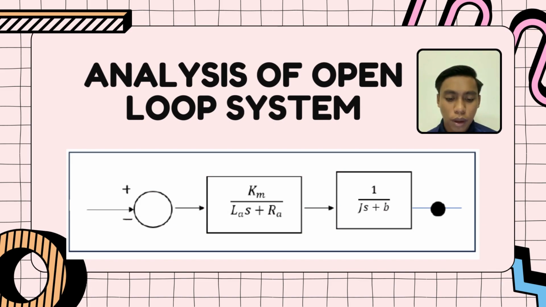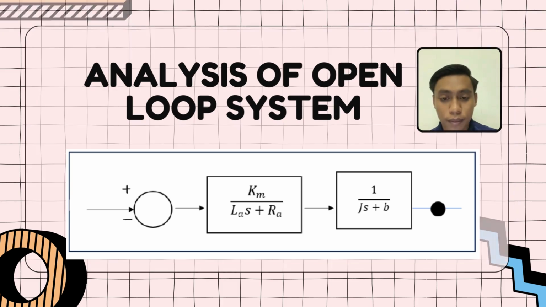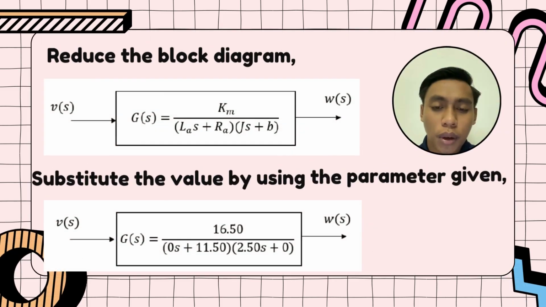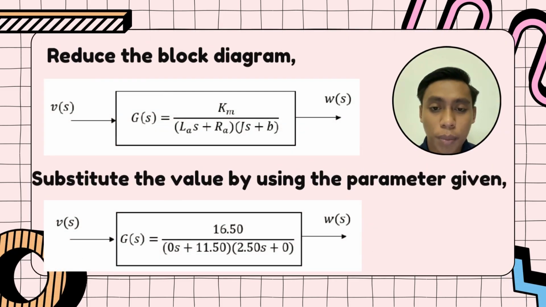Analysis of open loop system. This is the block diagram of the open loop system, where it only has the actuator and the plant. From the block diagram of the open loop system, we can reduce it by using the cascade method, and we can get the new transfer function in a single block.